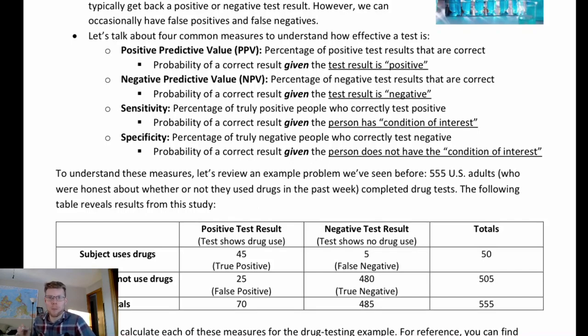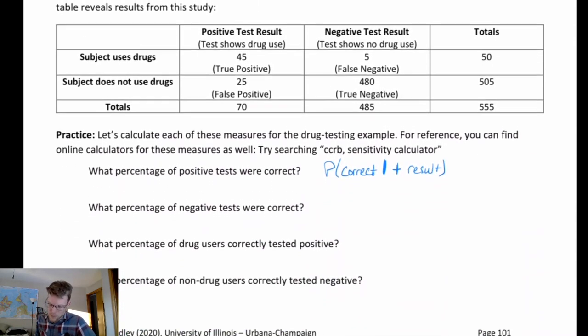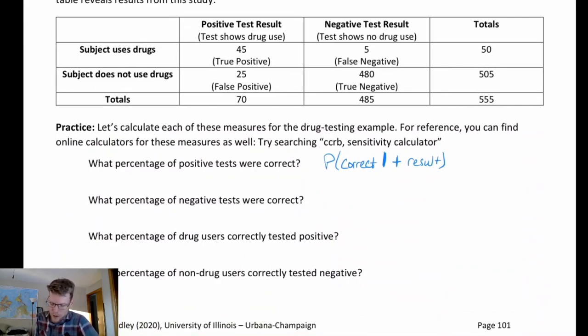Starting with our positive test result, what is the likelihood that this test result is correct, that this person really has the disease given they got this positive test result? So I'm going to look here at the number of positive cases. That's going to be this column right here. And I'm looking at what percentage of them were really correct. It looks like 45 out of 70.